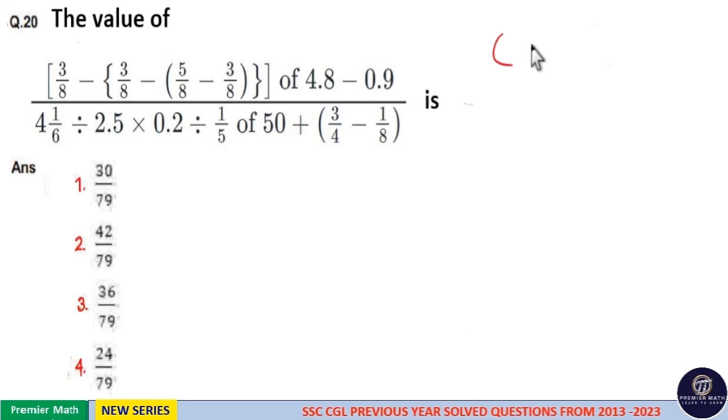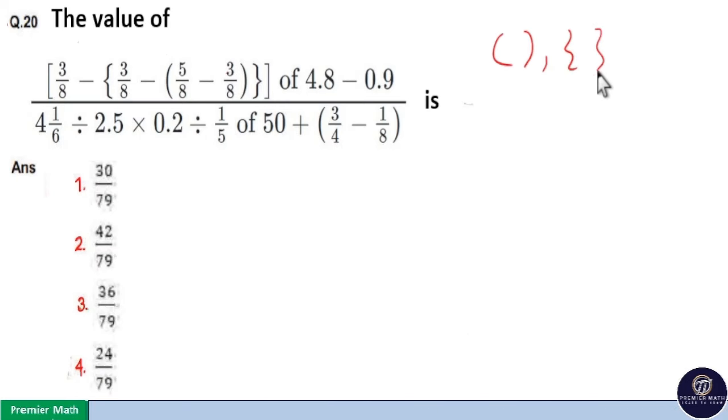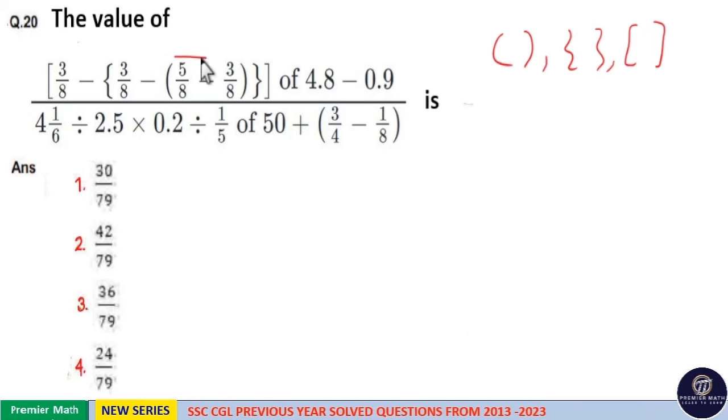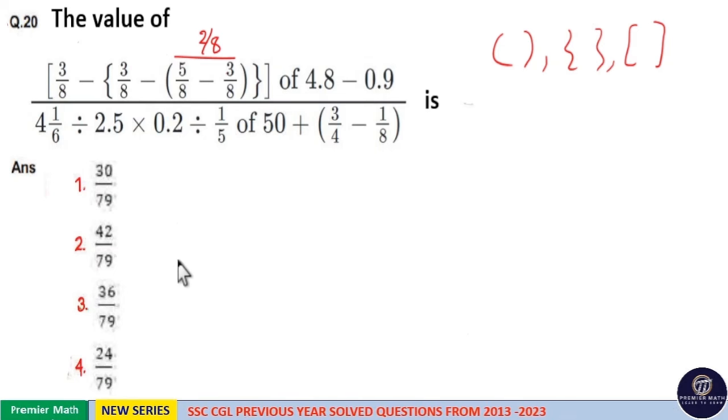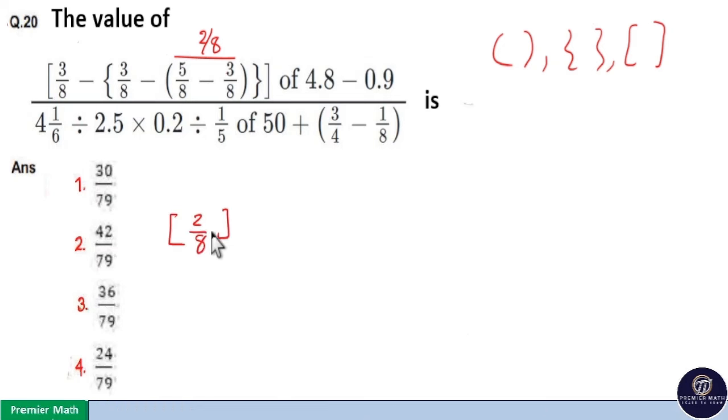That is, this is the bracket order in the BODMAS rule. So first solve this. 5 by 8 minus 3 by 8 is equal to 2 by 8. 3 by 8 minus 2 by 8 is 1 by 8. 3 by 8 minus 1 by 8 is equal to 2 by 8. So this whole bracket is equal to 2 by 8.